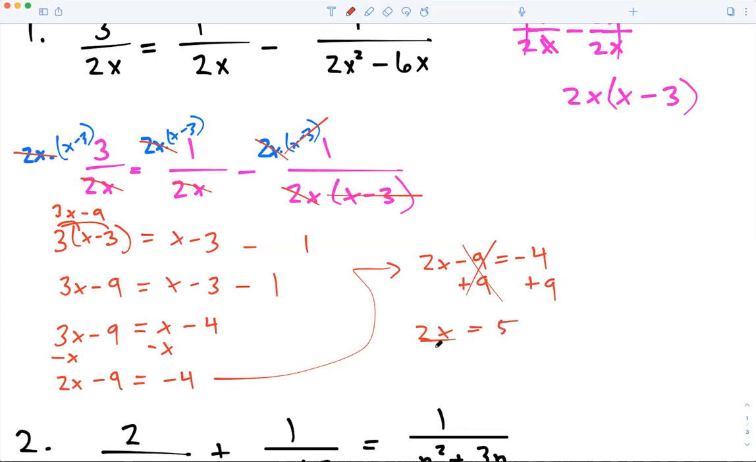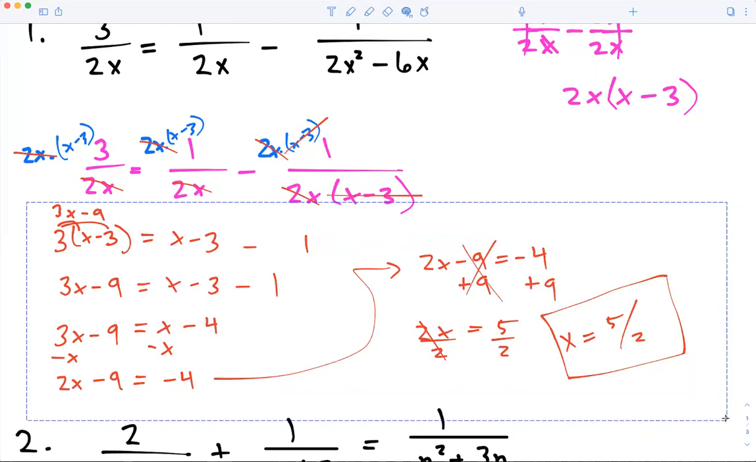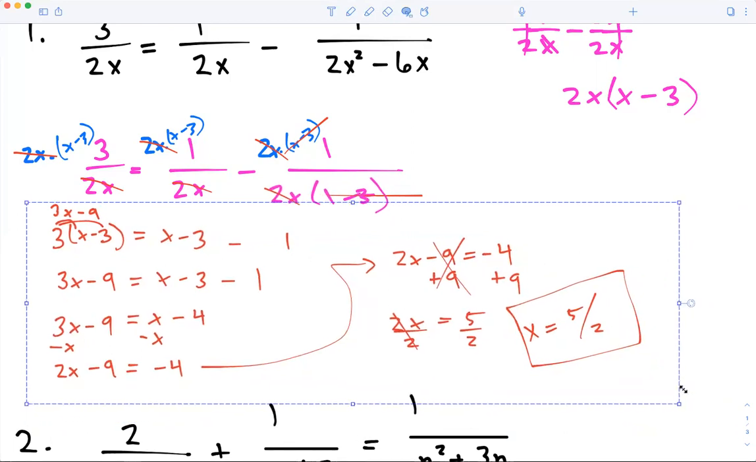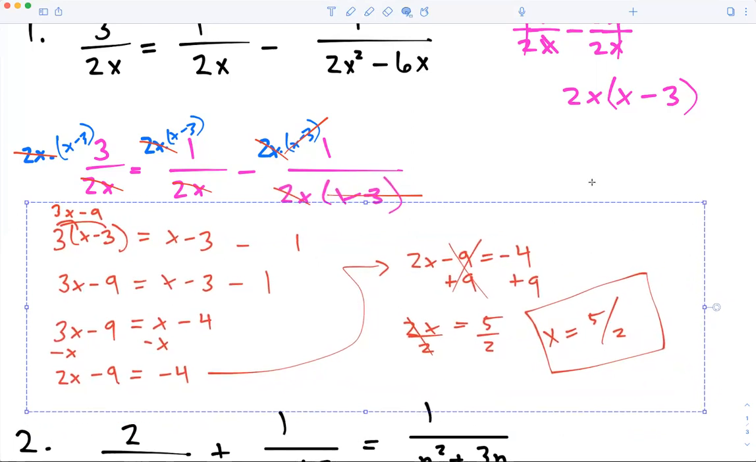And then we simply divide by 2 on both sides. These cancel, x equals 5/2. And we're done. All right. I'm going to downsize this a little bit so I don't encroach on the next problem. Okay, I'm going to try that again.